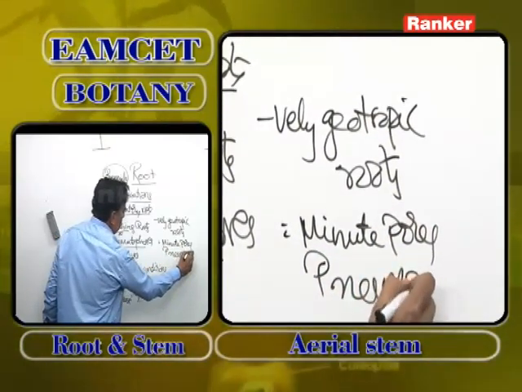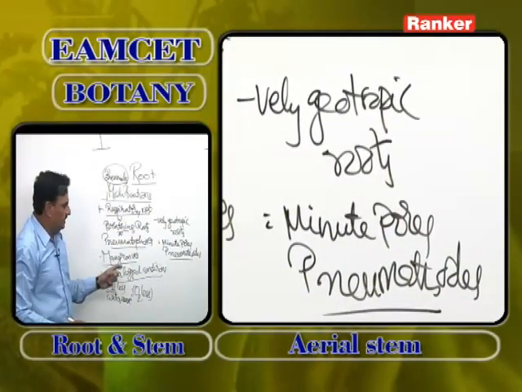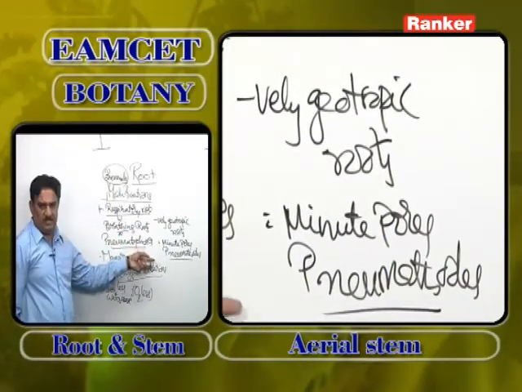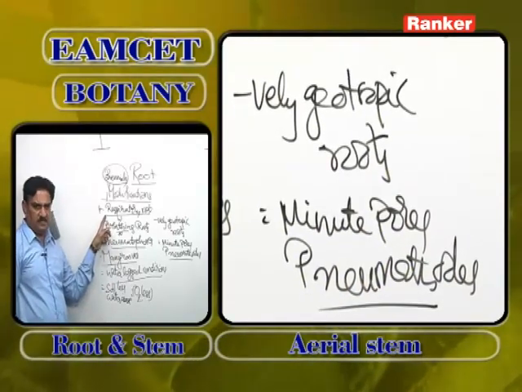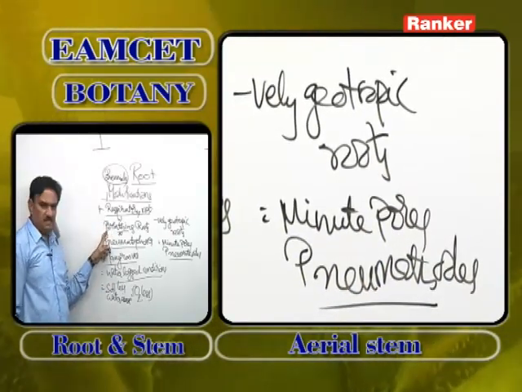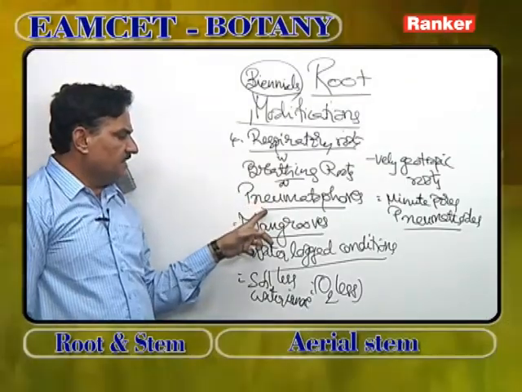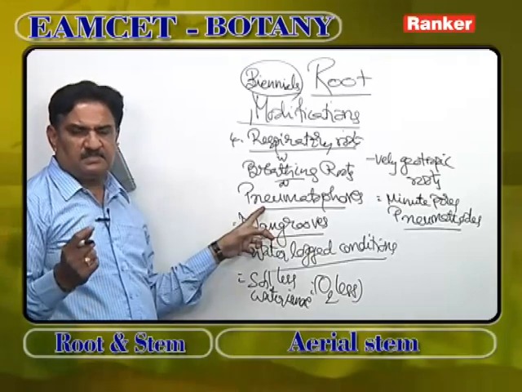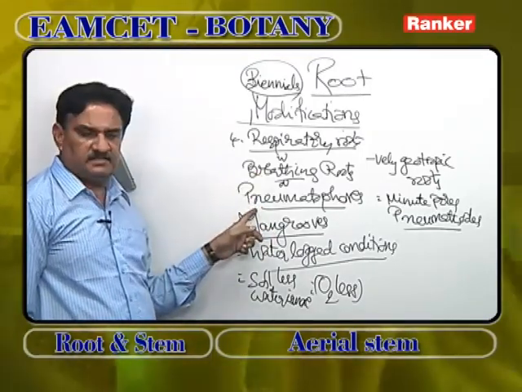pneumatothodes. Through these pores, oxygen is absorbed, carbon dioxide is liberated out. Because oxygen is absorbed and carbon dioxide is liberated out, they are called respiratory roots, or breathing roots. Because they contain small pores and grow like small stalks, they are called pneumatophores.